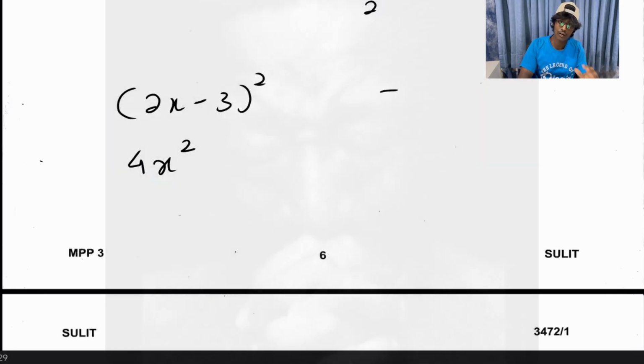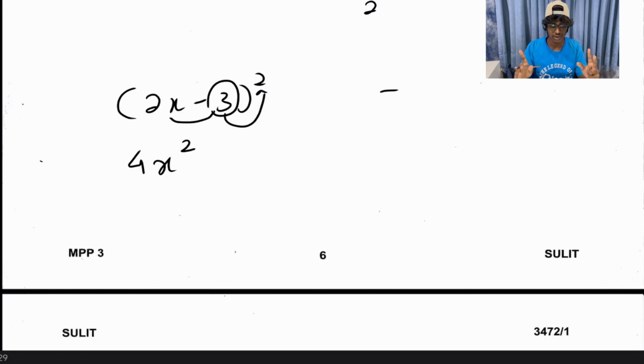The second part will obviously be this 3 times with this 2x, which will become 6x, and then we times it with this 2. So it will become 12x. So 3 times 2 is 6, 6 times 2 is 12x.